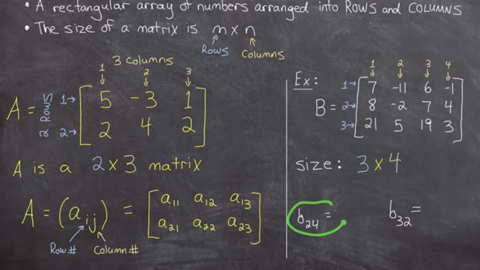Now, if I want element b2,4, remember the first index is the row number, and the second index is the column number. So I'm looking for the element that is in row 2, column 4. I can see based on where those lines intersect that I'm looking at that element right there, which has a value of 4. And for element b3,2, I'm looking for the element that is in row 3 and column 2, which would be this element right here, which has a value of 5.